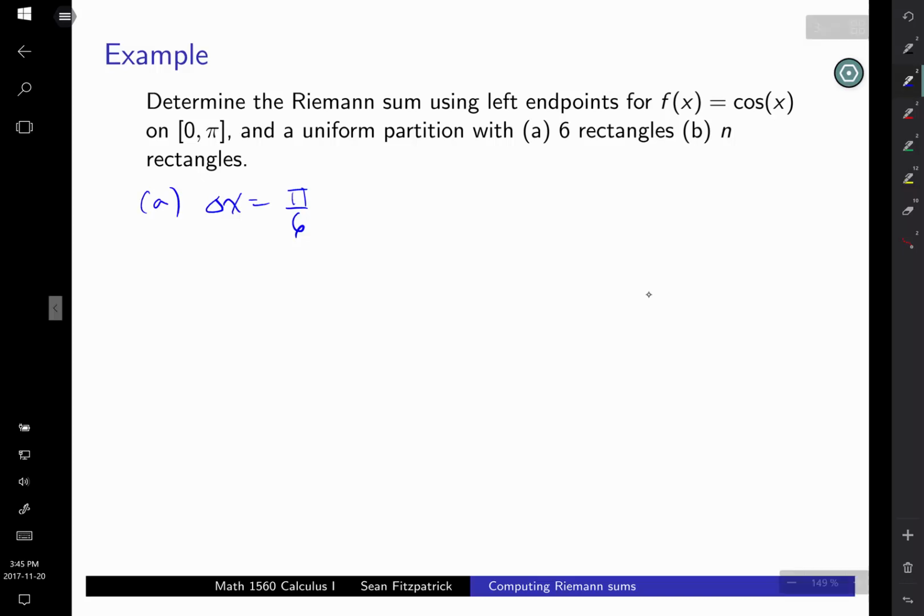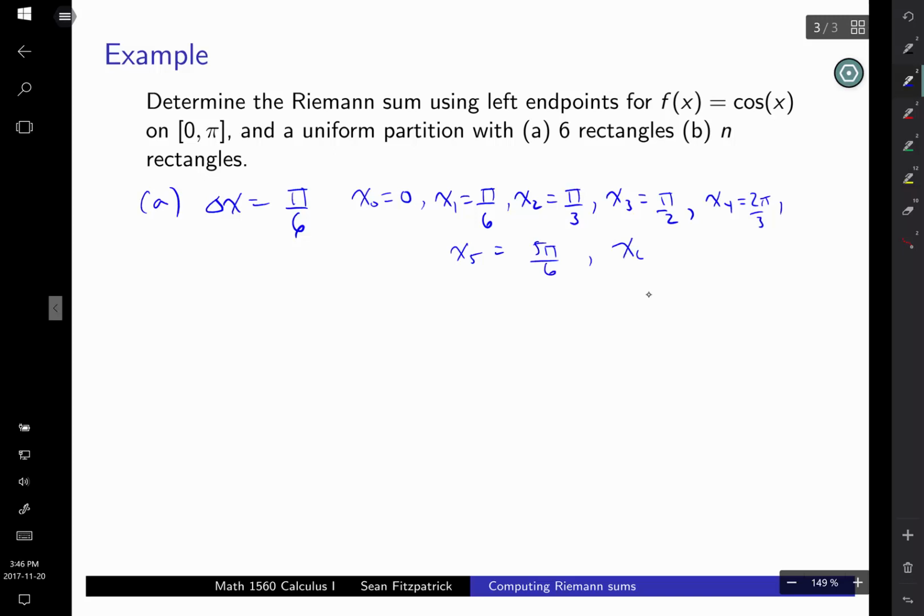We're dividing into 6 rectangles, so x0 is 0, x1 is pi over 6, x2 is 2 pi over 6, which is pi over 3, x3 is 3 pi over 6, which is pi over 2, x4 is 4 pi over 6, that's 2 pi over 3, x5 is 5 pi over 6, and x6 is 6 pi over 6, which is pi. Okay, so again, in this case we use left endpoints, right?